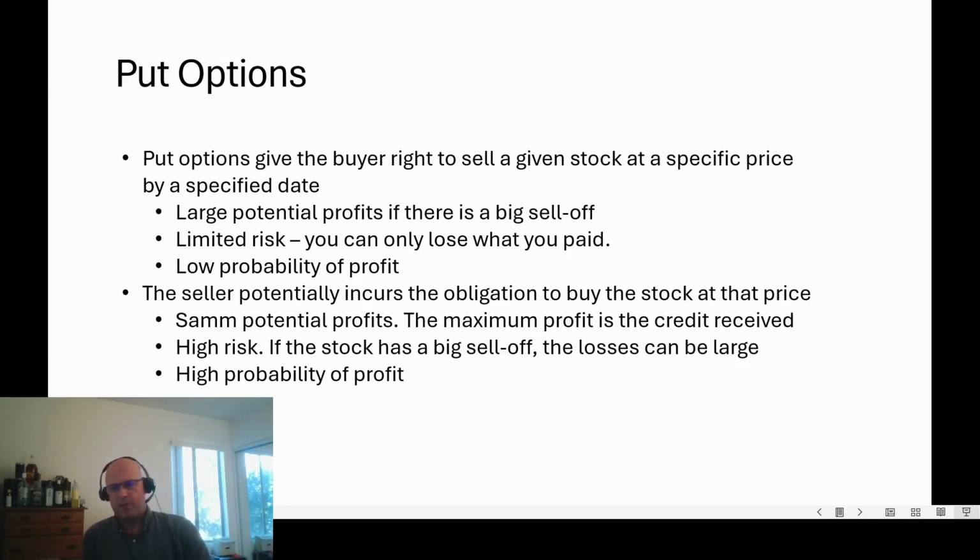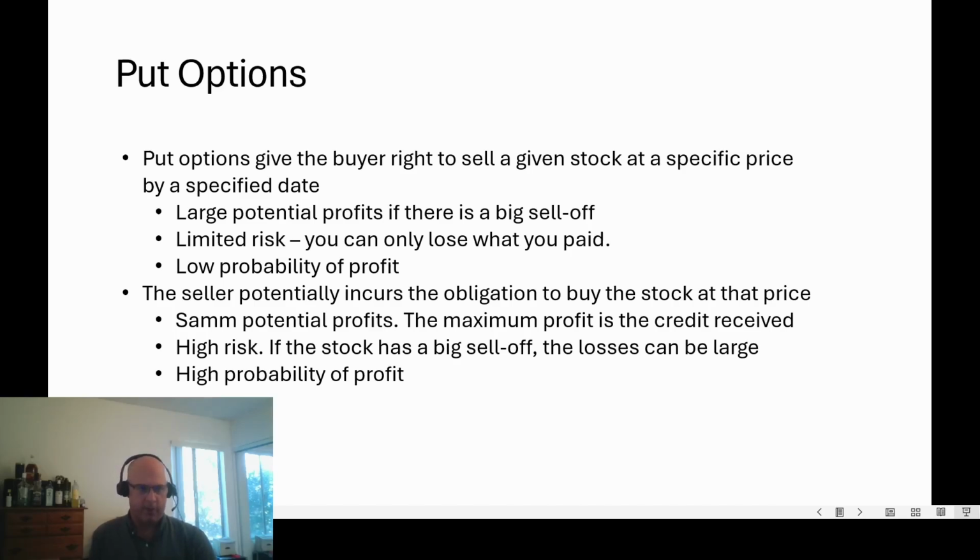So from now on, we'll be talking about put options. As I mentioned earlier, a put gives the buyer the right to sell the stock at the specified strike price on or before a given day. So why would someone wish to buy a put? Well, it could be a hedge. If you own a stock and you believe the stock is going to drop and you don't want to sell that stock outright, what you could do is buy a put.